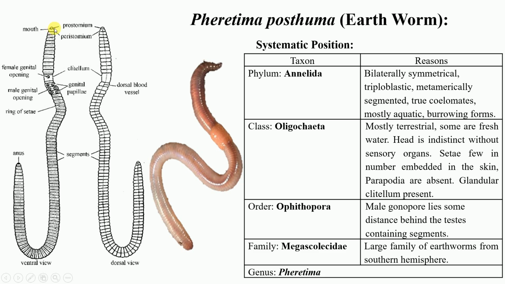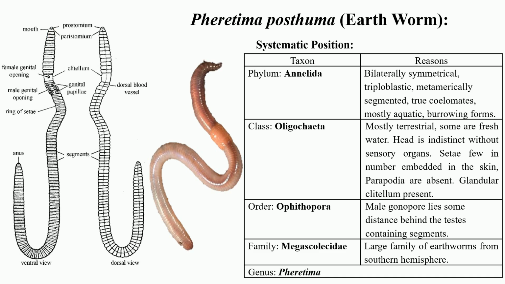So here the first segment is always known as the prostomium, followed by the peristomium, which is the second segment. The mouth is ventrally located on the prostomium. On the first segment, from the ventral side, you will find the mouth.